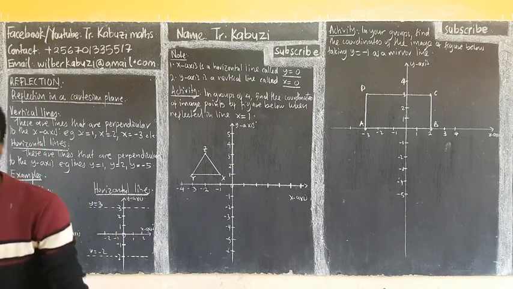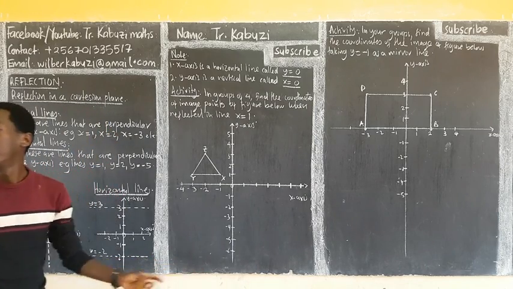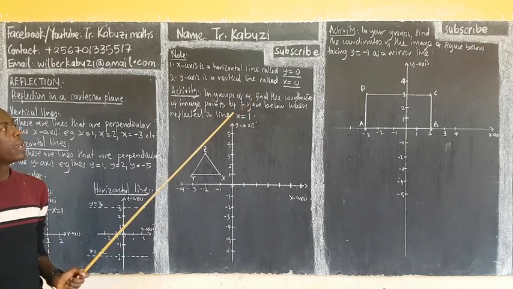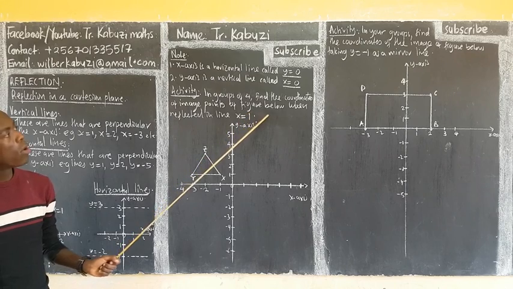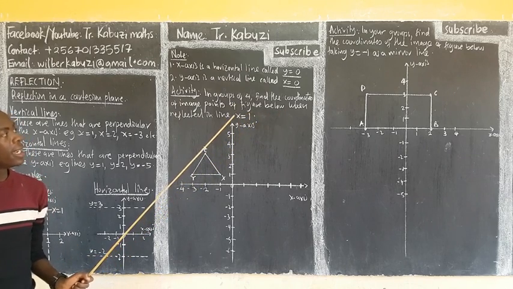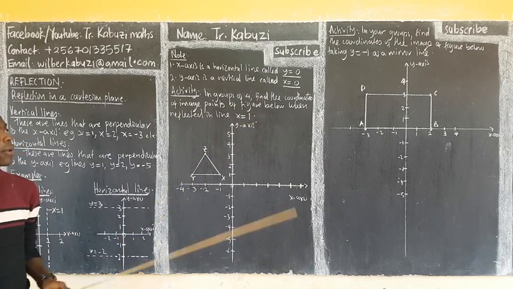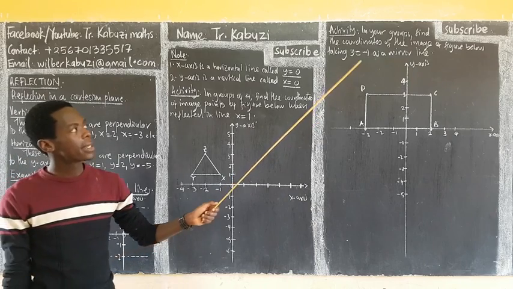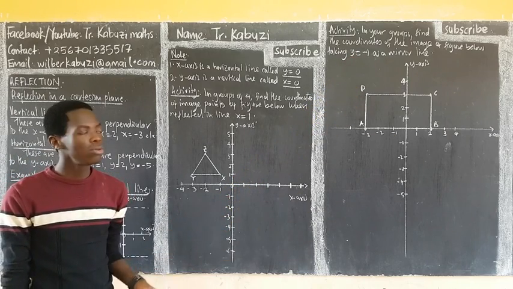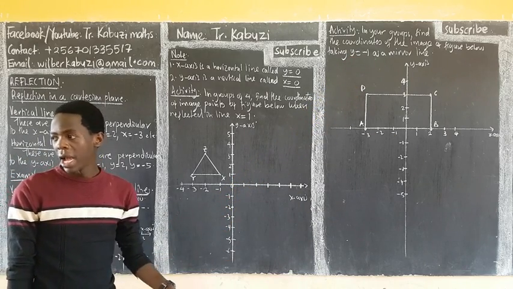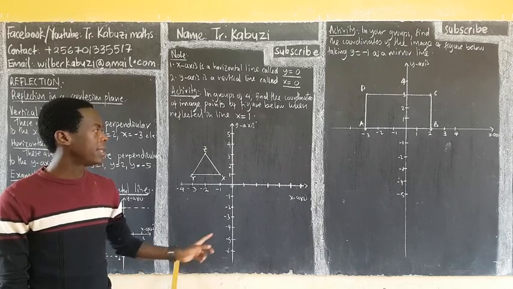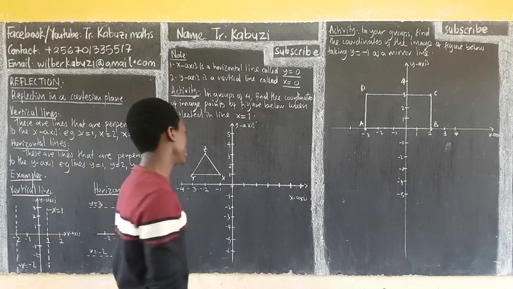So can you now form groups of 4? Find the coordinates of the image points of the figures below when reflected in x equaling 1. I think now people can place x equaling 1, and then they say, but here it is y equaling negative 1. Can you form groups of 4? You take 8 minutes for this and also 8 for that. So you start.